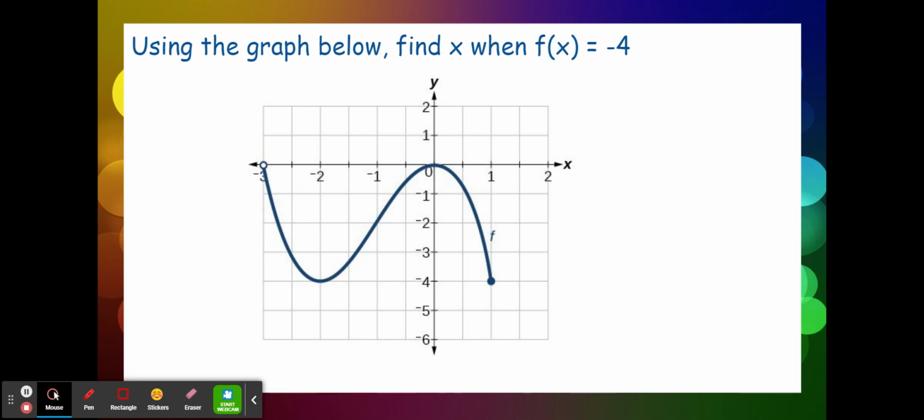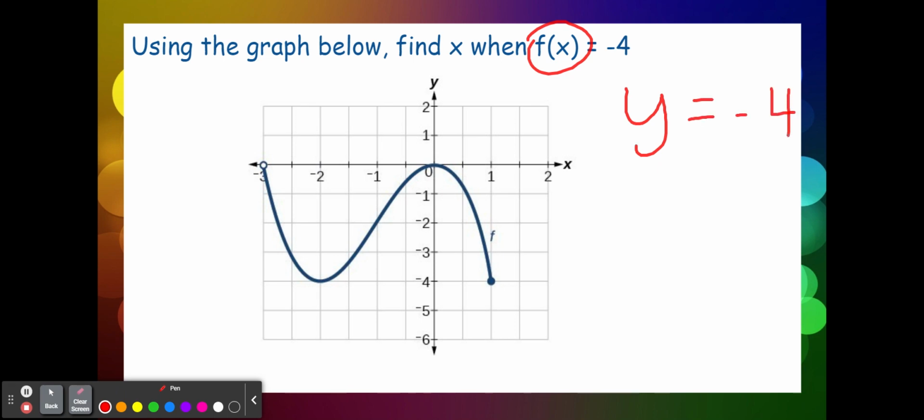Using the graph below, find x when f of x equals -4. The first thing we want to make sure is that you understand that this part is basically saying the output, or y, is -4. So on your graph, we understand y of -4 is right here on the graph. So we're looking for any points that might hit that y value.